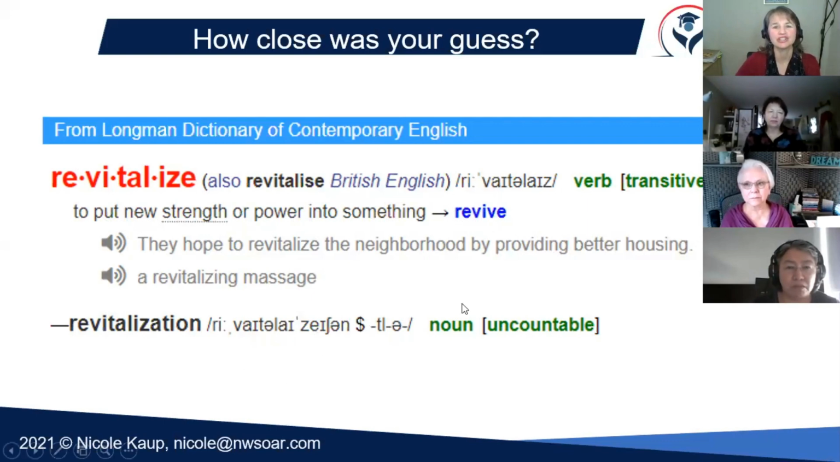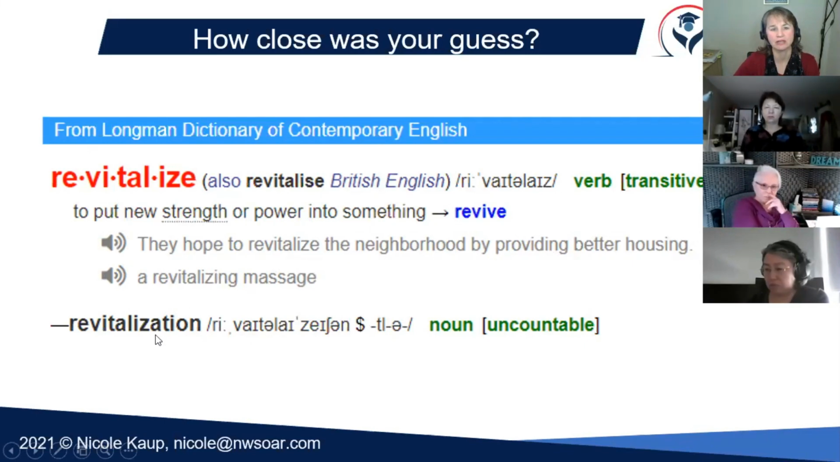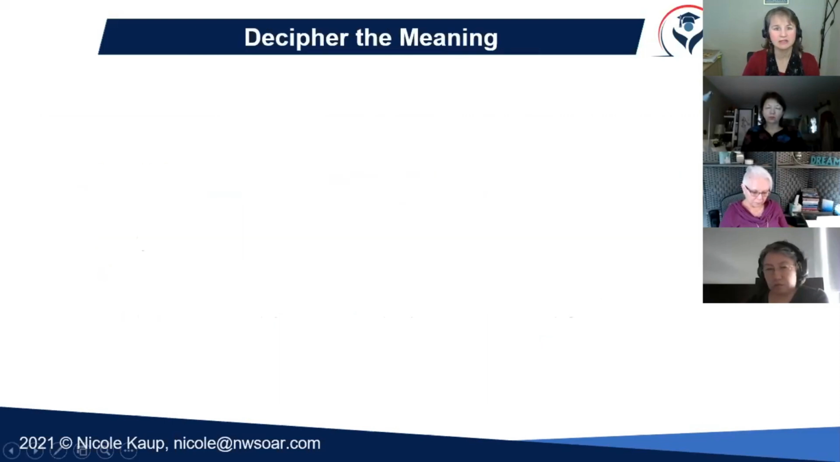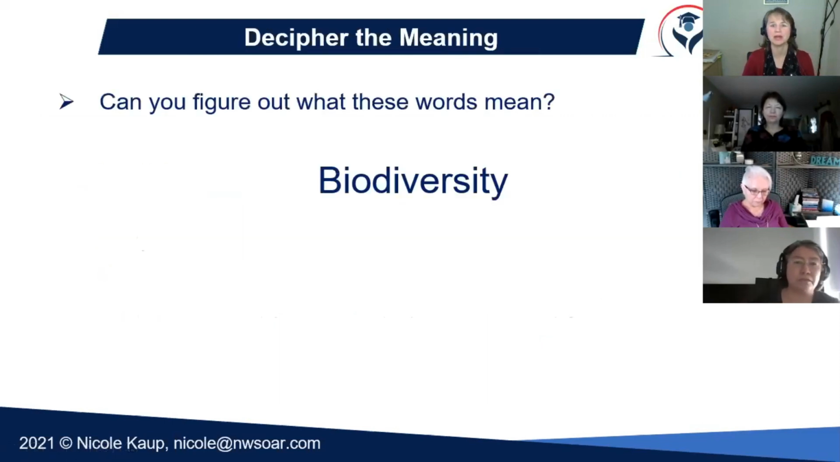And then if you look in the dictionary, this is a nice dictionary, Longman Dictionary of Contemporary English. It gives you quite a lot of information. It gives you pronunciation, gives you some nice examples with pronunciation, and it even gives you the related form, revitalization. Okay, so you notice there's an ation ending on that one too. And it tells you this noun is uncountable, which is important for some nouns. Okay, let's do the next one. Can you figure out this one?